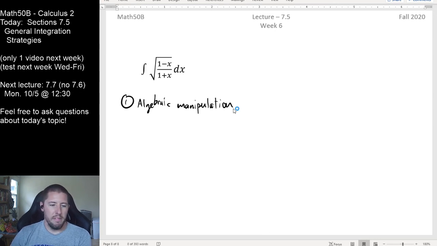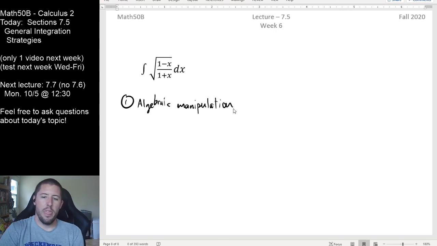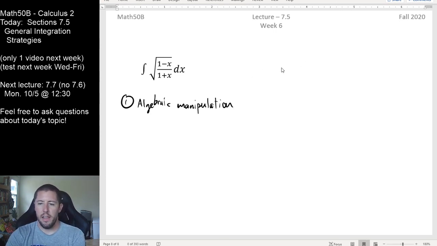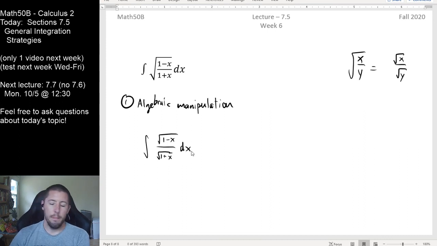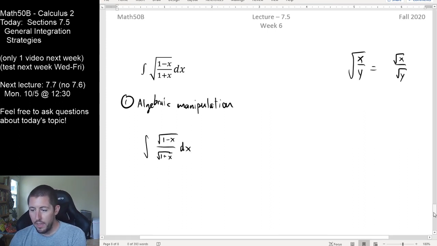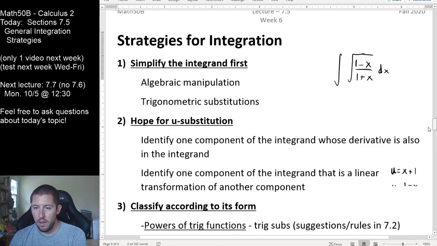But what algebra am I even doing? Well, I don't know. At least one thing that I'm seeing here is that I know that the square root of x over y is root x over root y. So at least kind of rewriting it like this as the square root of 1 minus x over the square root of 1 plus x. What this is sort of suggesting to me, and by the way, I'm literally going to go add this to my list right now.